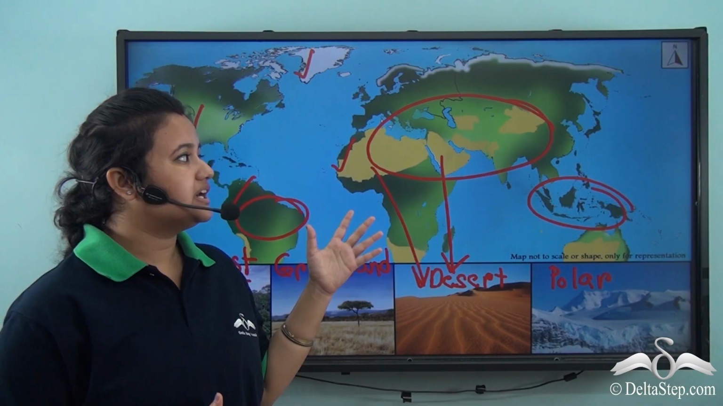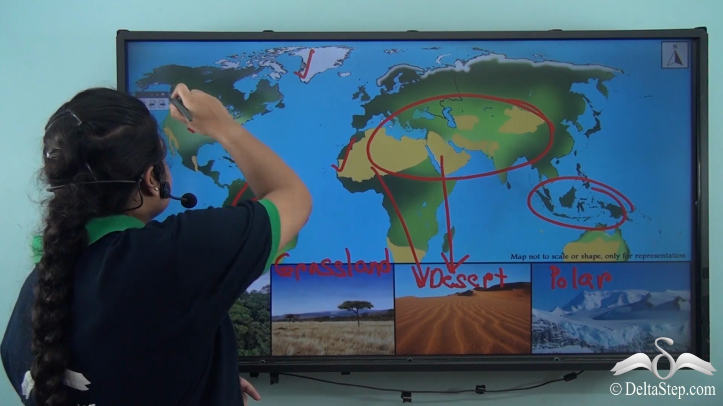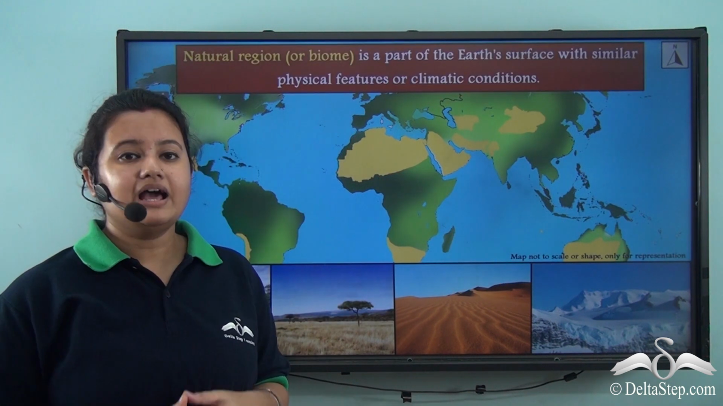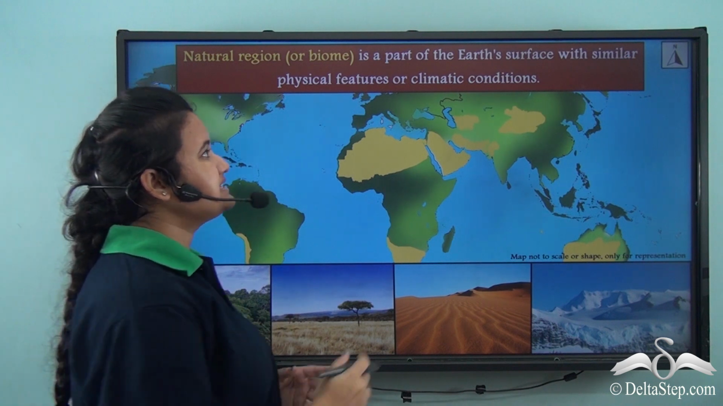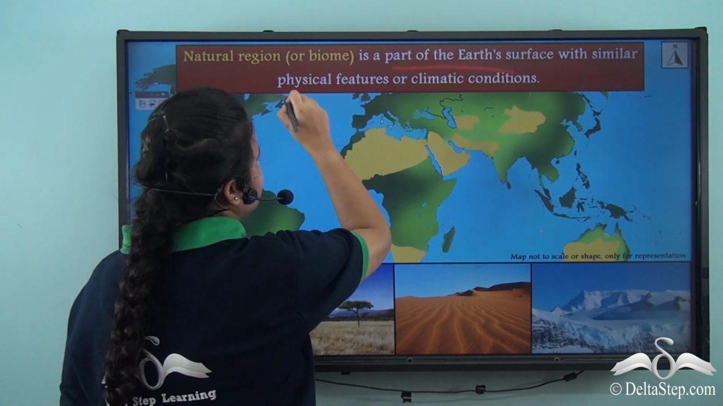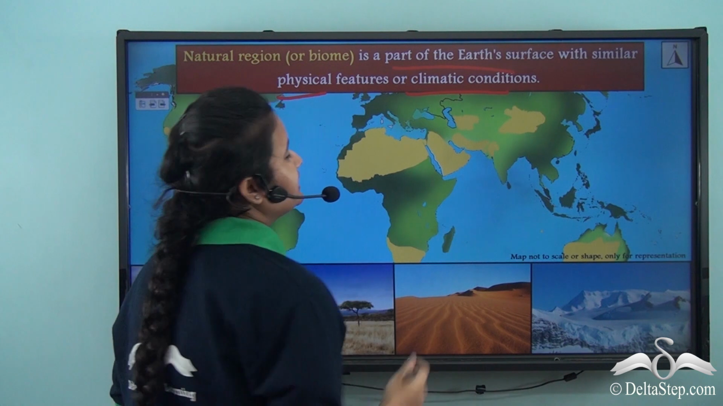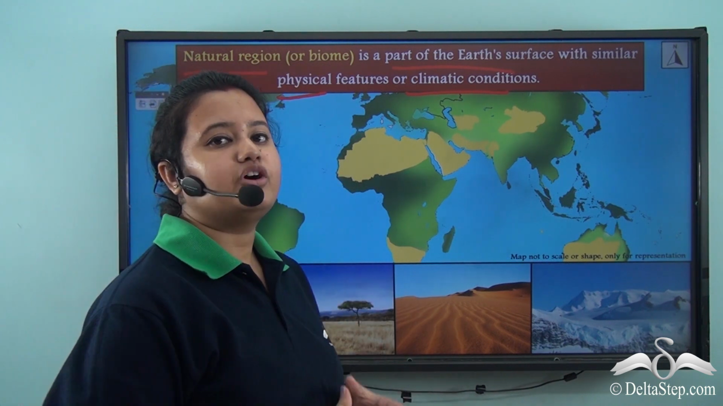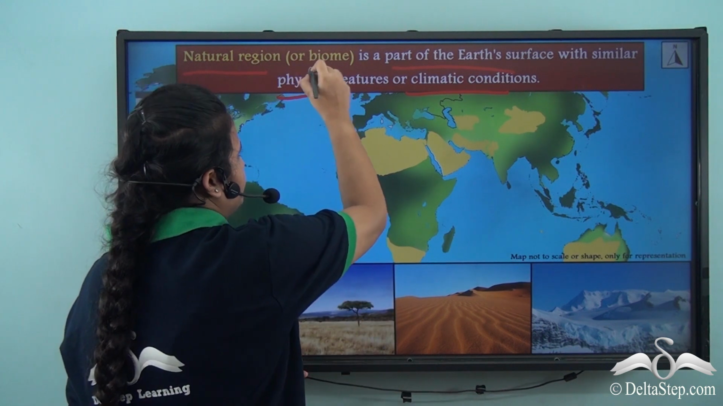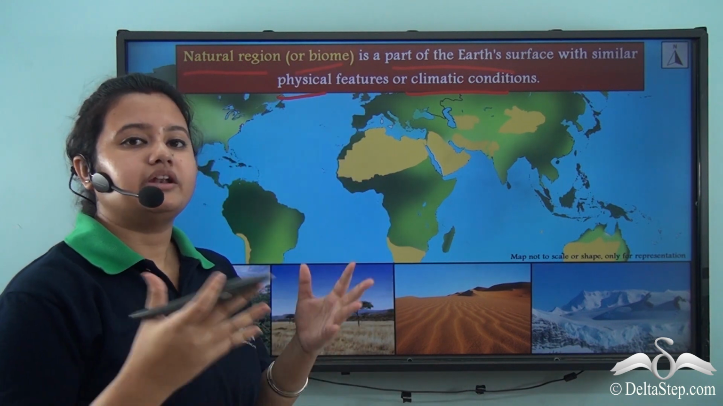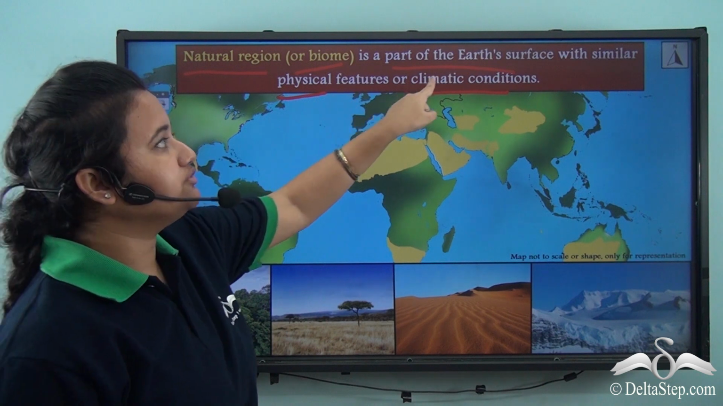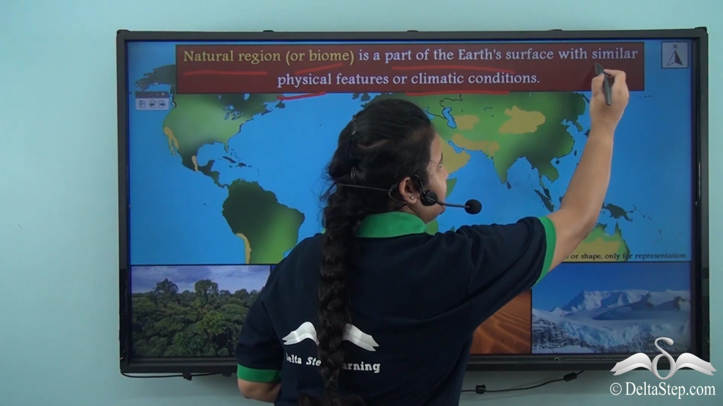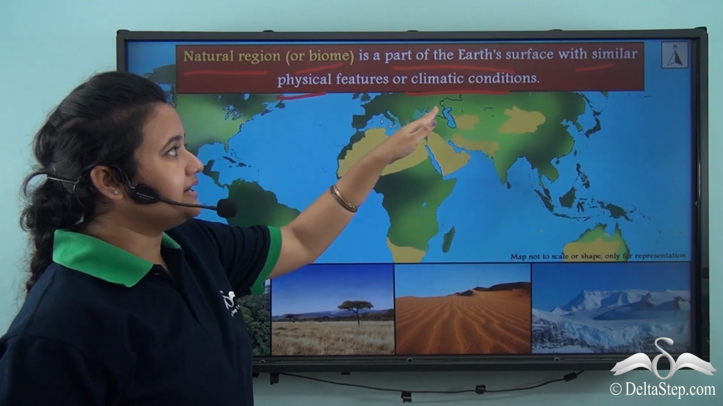Now, do you know what are these parts called? Well, a part of the Earth's surface with similar physical features or climatic condition is known as a natural region. Another name for natural region is biome. So, a biome or a natural region is a part of the Earth's surface with similar physical features or climatic conditions.